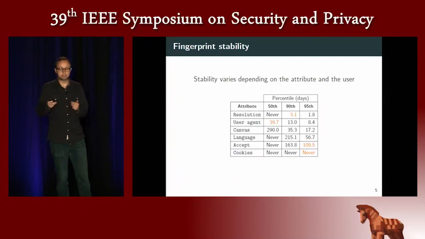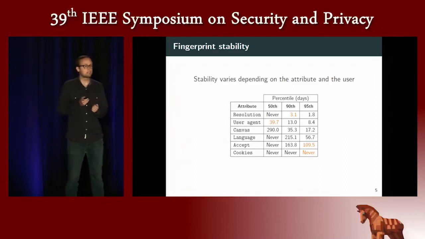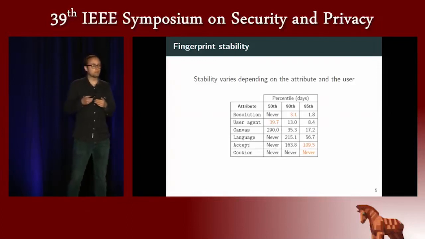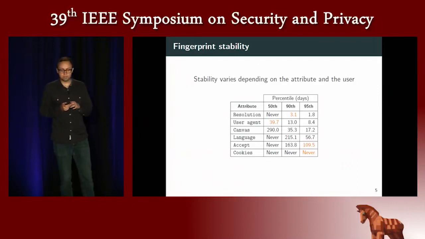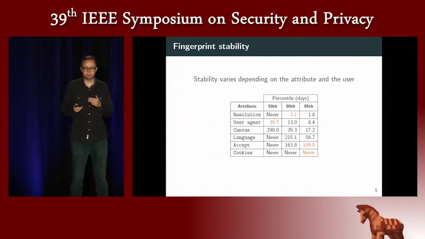Other attributes, such as the user agent, evolve more uniformly across all users because it contains the browser version, and since browsers get updated regularly, it evolves for all users. And finally, there are other attributes such as the accept header or the cookies, so whether or not the user accepts cookies, that are much more stable. For example, if we look at the cookies, for 95% of the browsers in the dataset, the value never changes.